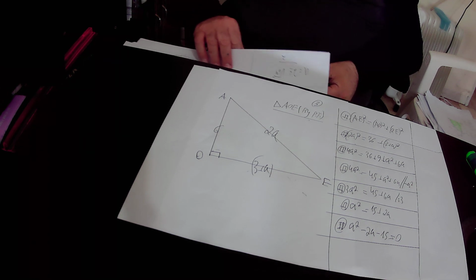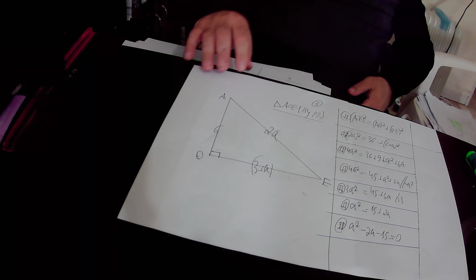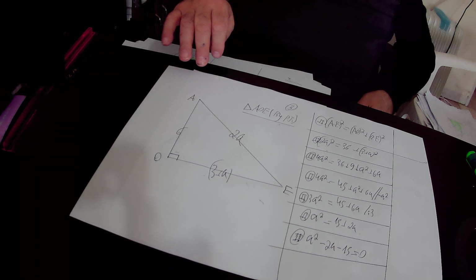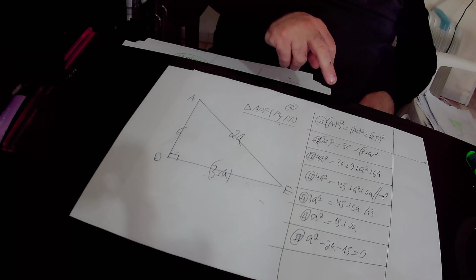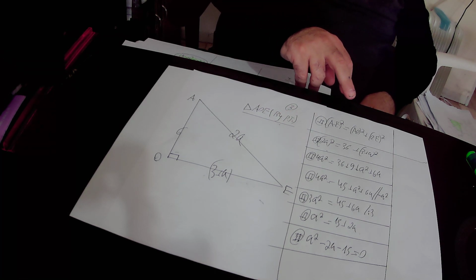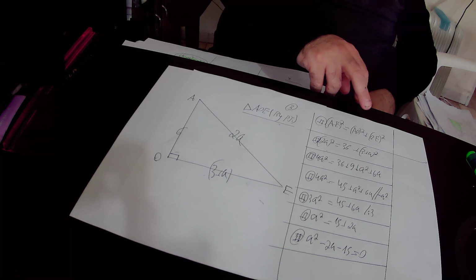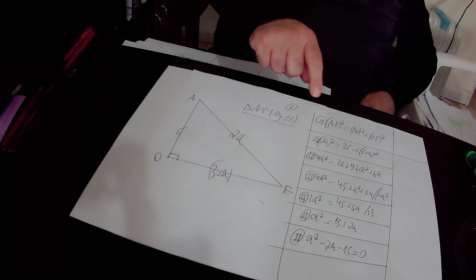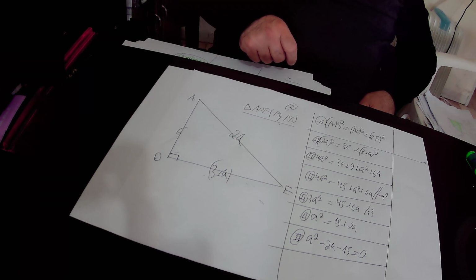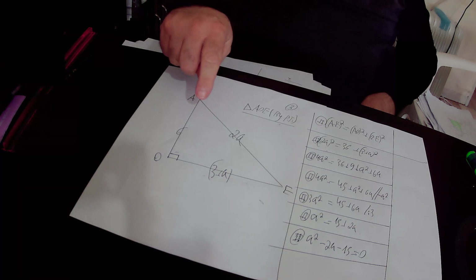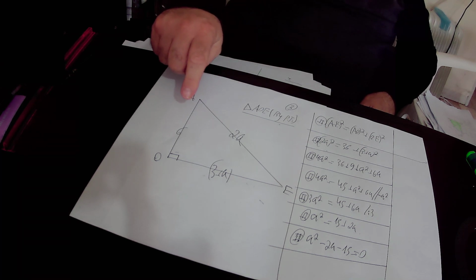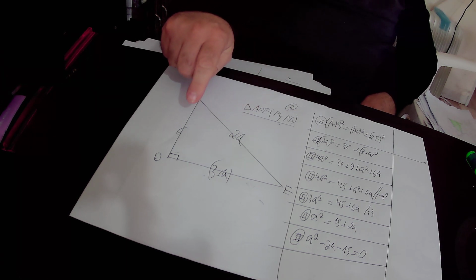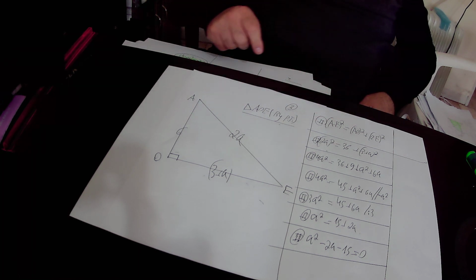According to the Pythagoras theorem, the square of the hypotenuse equals the sum of the squares of the perpendiculars. That is to say, the square of the hypotenuse is AE squared, and it is equal to AO squared plus OE squared. So AE equals 2A, so AE squared is 2A squared, and it is equal to AO squared. AO is 6, so AO squared is 6 squared, that is 36, plus OE squared. OE equals 3 plus A, so OE squared will be equal to 3 plus A squared.